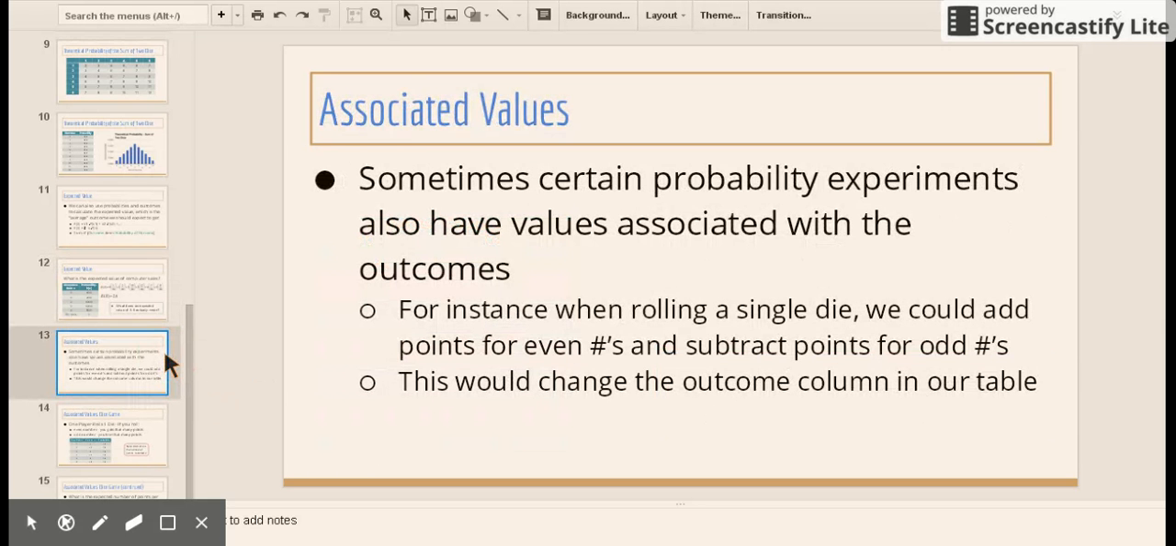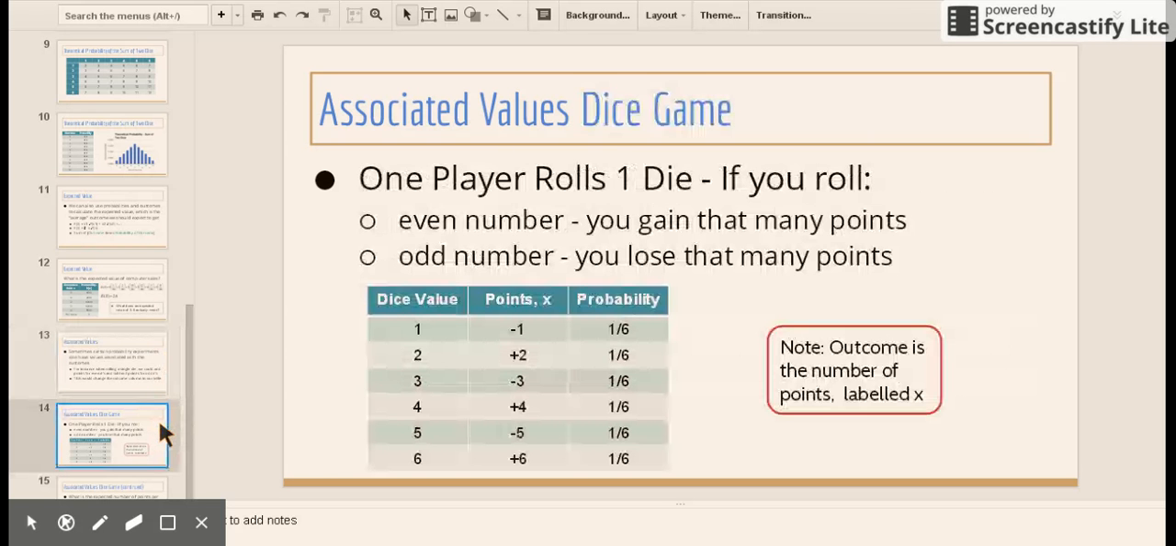All right. Now, sometimes certain probability experiments can also have values associated with the outcomes. So for example, we might have a dice game where I'm rolling a single die and I would add points for an even number and I would subtract points if I roll an odd number. So now my outcome is not what I roll. My outcome is the number of points that I score. So I've got a third column in my table. I've got the value that I roll, the points, which is now my outcome.